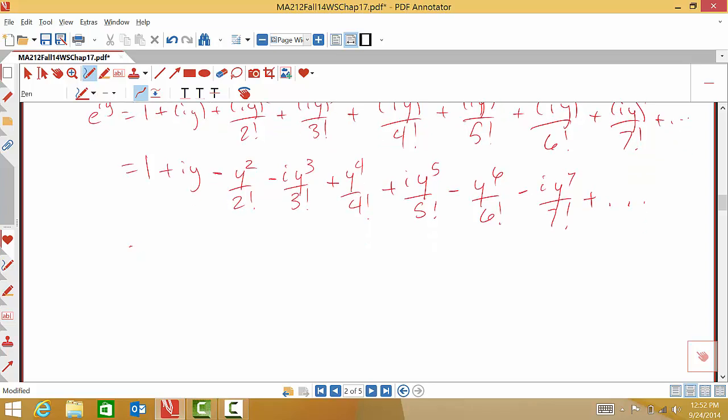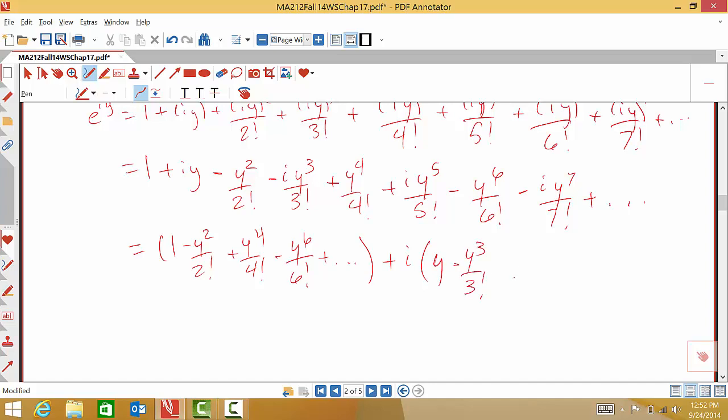So now let's just group terms a little bit. This is 1 minus y squared over 2 factorial plus y to the 4 over 4 factorial minus y to the 6 over 6 factorial. And this pattern will keep going. Plus i times, if I factor things out, I'll get a y here, minus y cubed over 3 factorial plus y to the 5 over 5 factorial minus y to the 7 over 7 factorial. And this pattern keeps going.